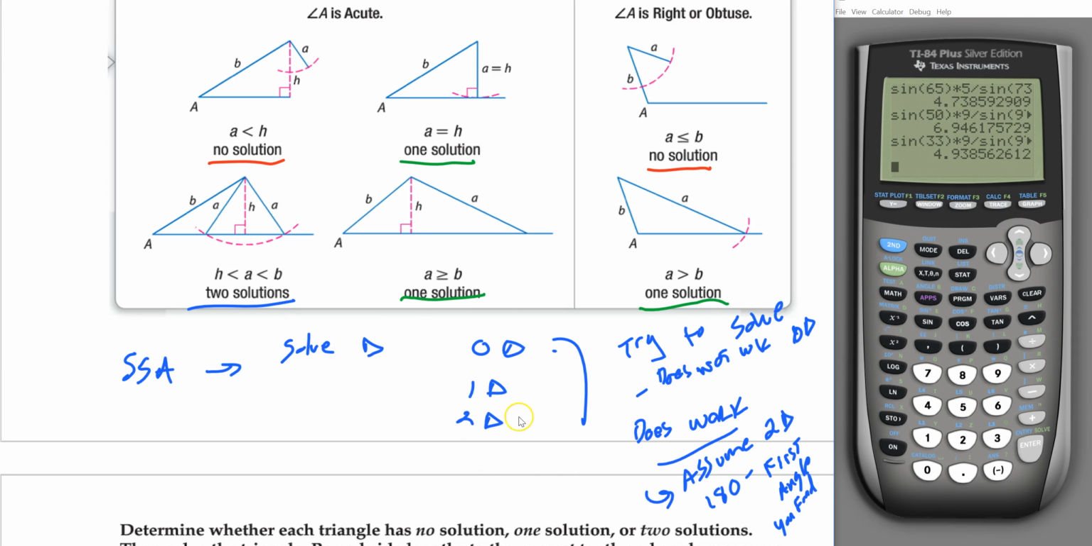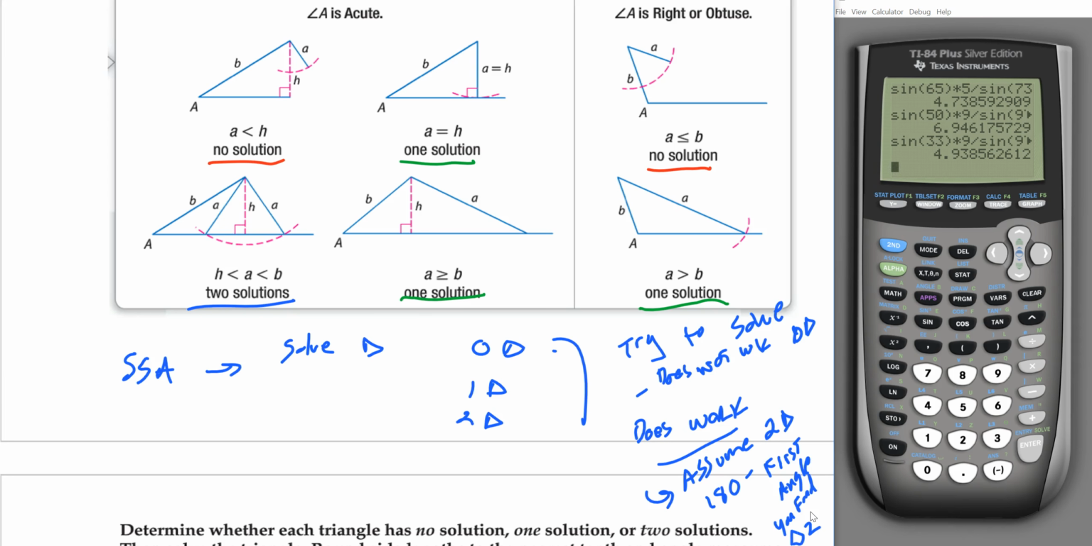1 and 2 triangles kind of work the same way. If it does work, you assume there's 2 triangles. So you take 180 minus the first angle you find, and that's going to be your second triangle. That's triangle 2. If you try to solve triangle 2 and it doesn't work, you only have 1 triangle. If you try to solve triangle 2 and it does work, then you have 2 triangles. And that's the general idea.